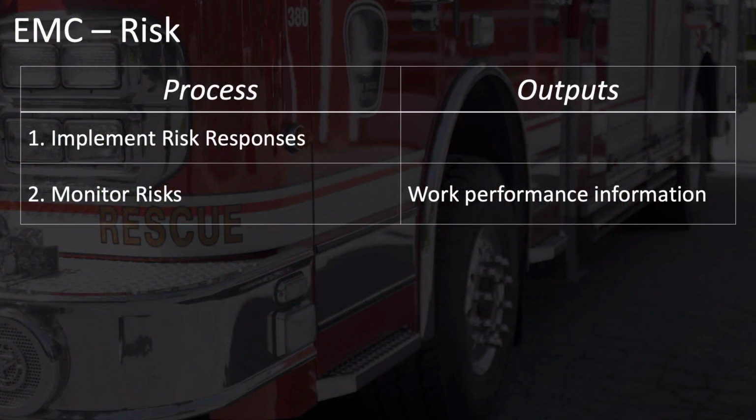As we saw with the planning process group in risk management, many of the processes don't have any new project management artifacts that are generated as outputs. In this case, in executing, monitoring, and controlling risk, the implement risk responses process has no real new output. It updates some things, but doesn't really have a new artifact as an output. And for monitor risks, it's a very similar situation, but it does generate work performance information.